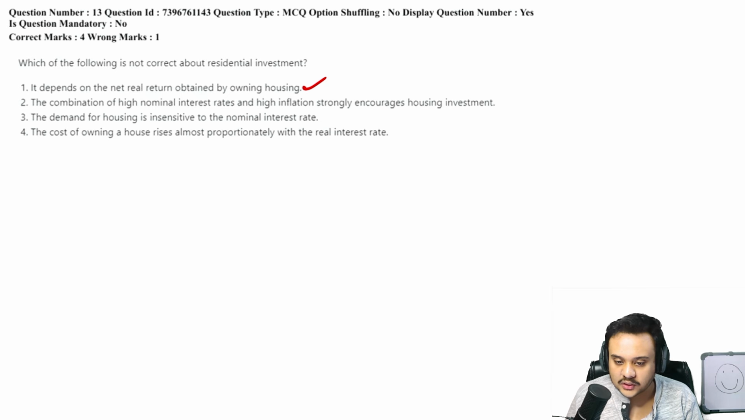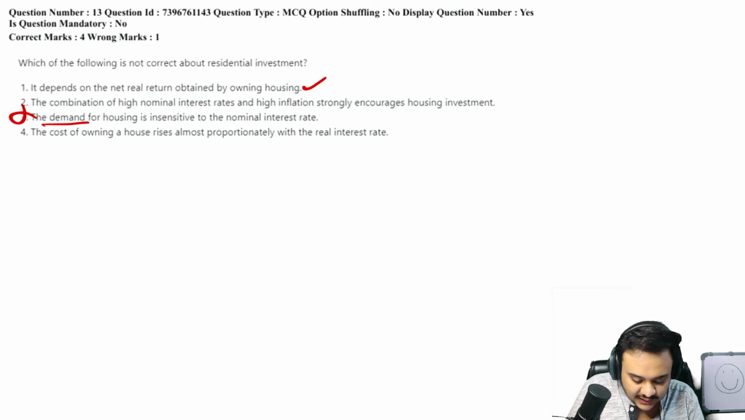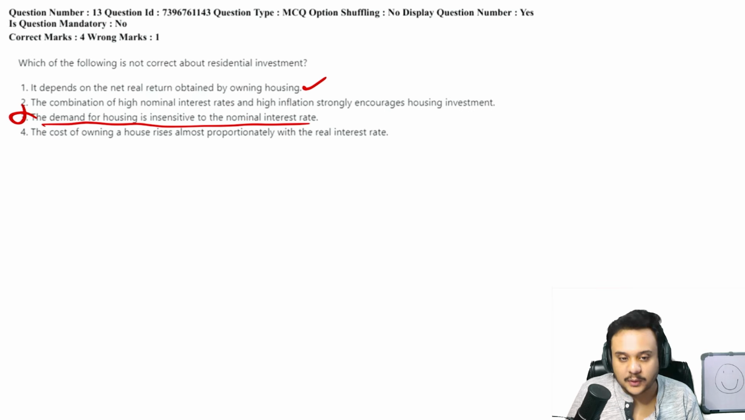You are buying a house, and the nominal interest rate is what you are going to be talking about with the bank. You are not going to consider, as a consumer, the real interest rate upfront. First of all, you will think about the nominal interest rate, which is definitely going to affect the demand for housing. Even the real interest rate is sensitive to the nominal interest rate. So how is housing not going to be sensitive to it? So this is absolutely nonsense. You could have solved it just by pure logic.